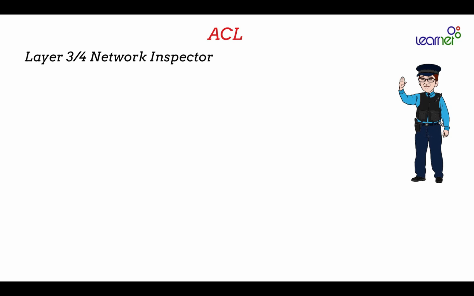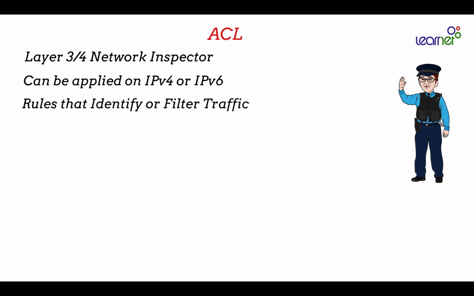You can apply access lists on IP version 4 and IP version 6 traffic, but obviously through different ACLs. IP version 6 ACLs are out of CCNA scope, so we just work on IP version 4 ACLs. Each ACL contains one or more rules that can be used to identify or filter the traffic. Each of these rules is called an ACE, or access control entry.